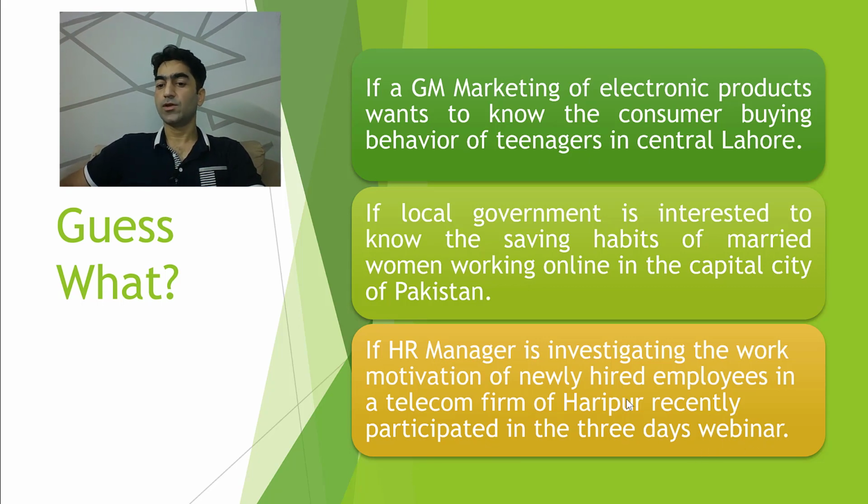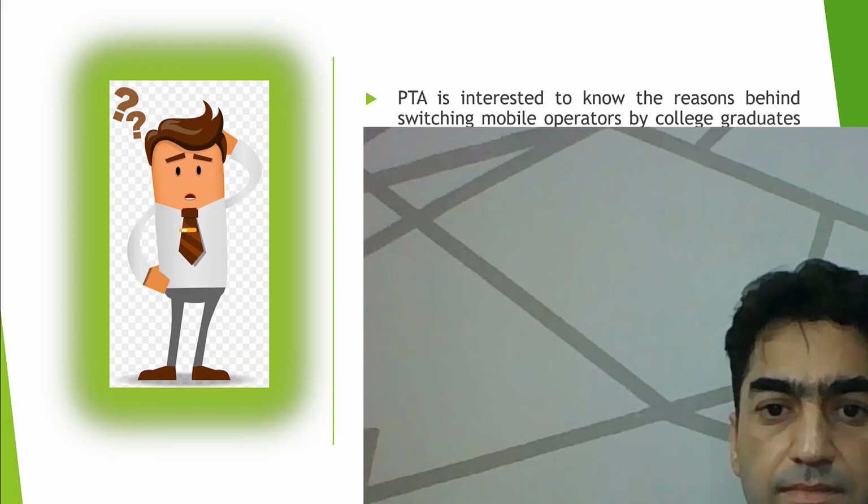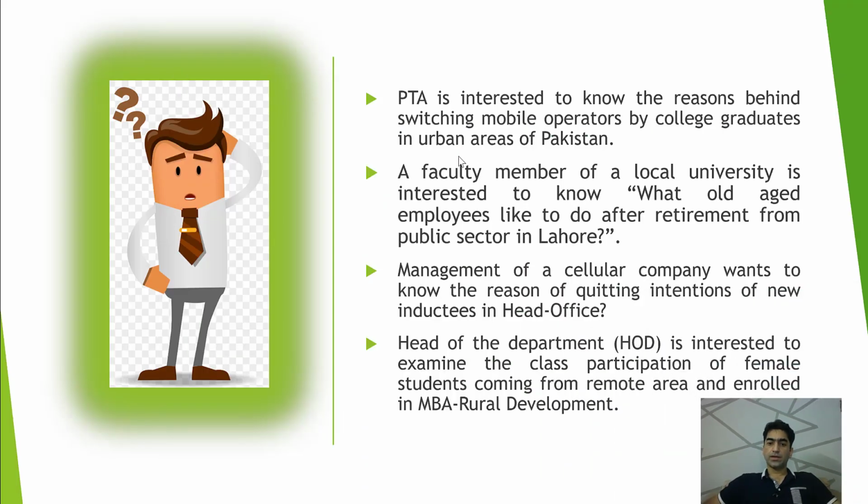So anyone who's a newly hired, even he's working in a Haripur, but he didn't take part in a 3 days webinar or a kind of the training, so he's not going to be counted as the element or the part of the population. So the unit of population is going to be a newly hired employee in a telecom firm of a Haripur who participated in a 3 days webinar. So now can you make a guess about these 4 examples?